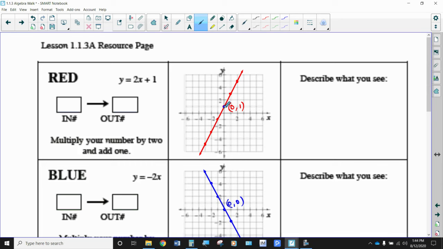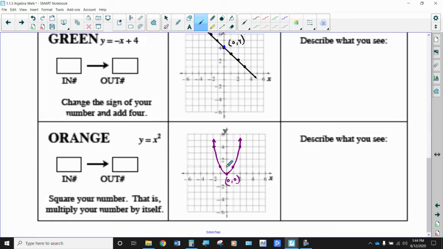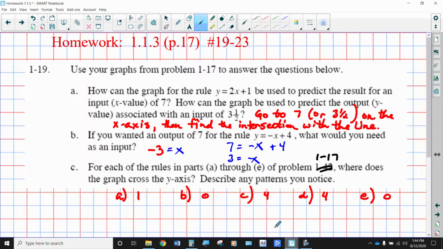And this point right there is where y is equal to 1. This is where y is equal to 0. This here is where y is equal to 4. This here is where y is equal to 4. And then on the parabola for y equals x squared, this is where y is equal to 0. So those are the answers. These are all the y-intercepts.